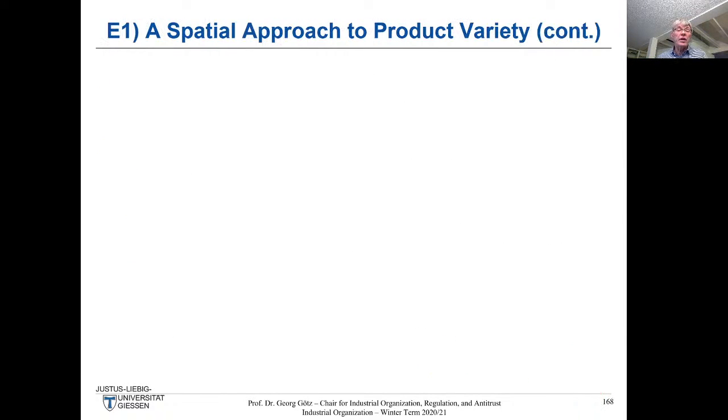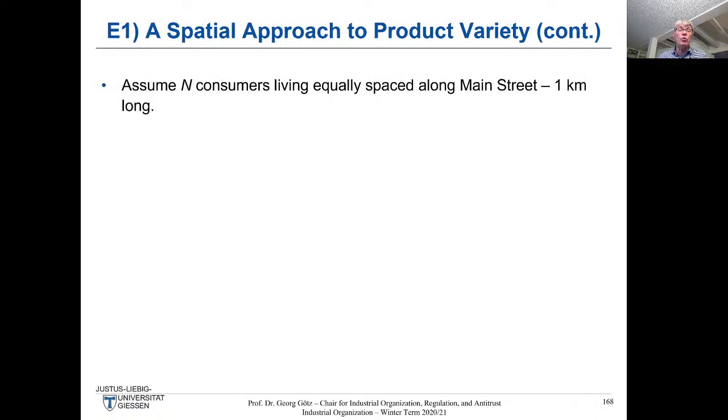And that's what I want to show you next. How do we model this? We just assume that there are capital N consumers living equally spaced along a main street. And this main street is, for simplicity, just 1 kilometer long. Suppose 1 million consumers live along 1 kilometer.